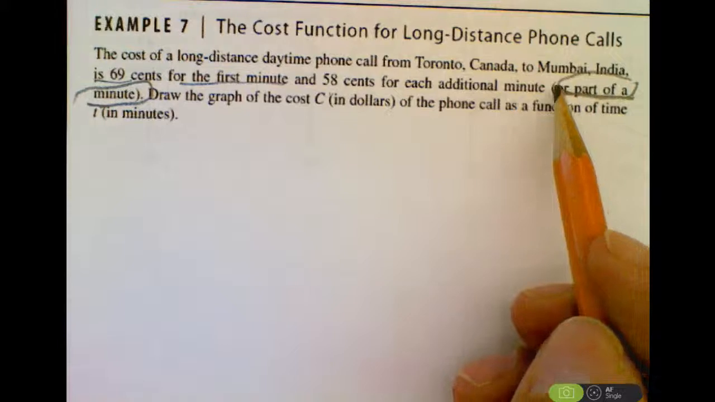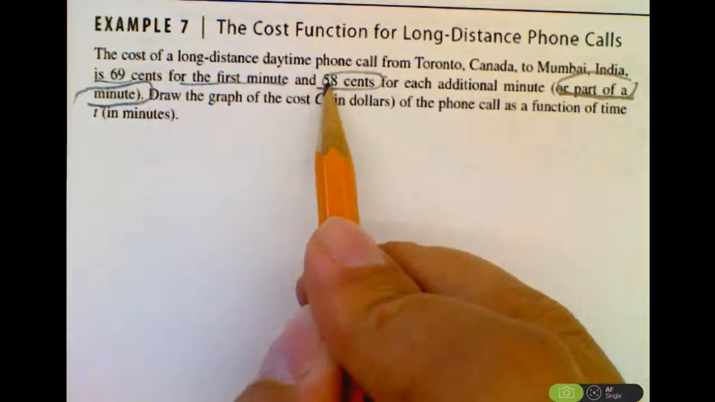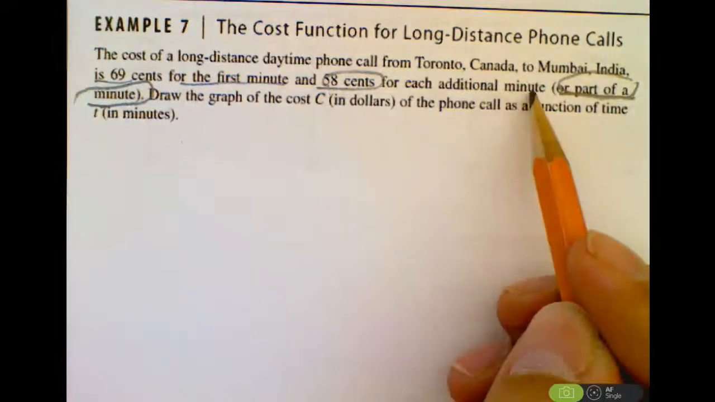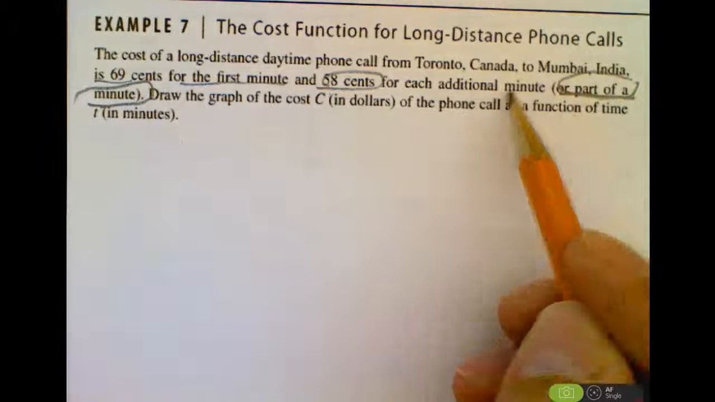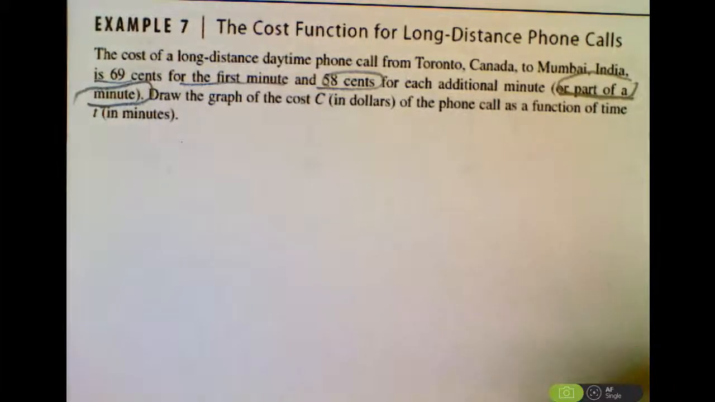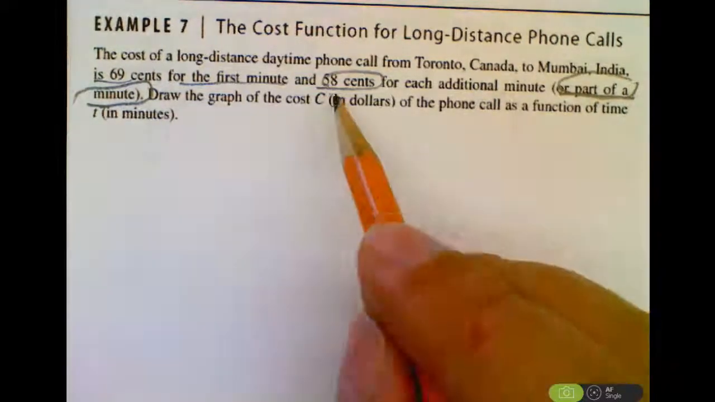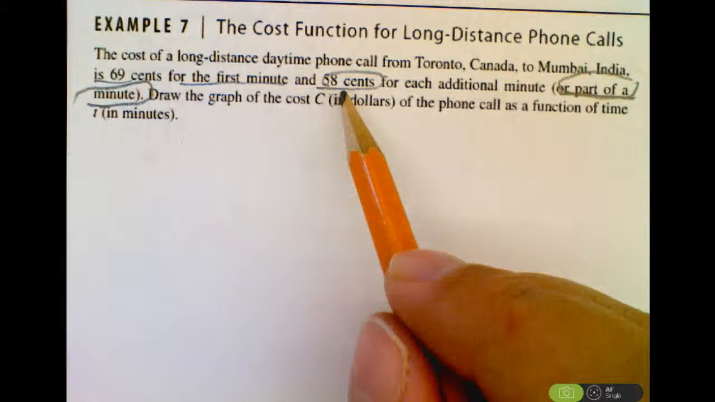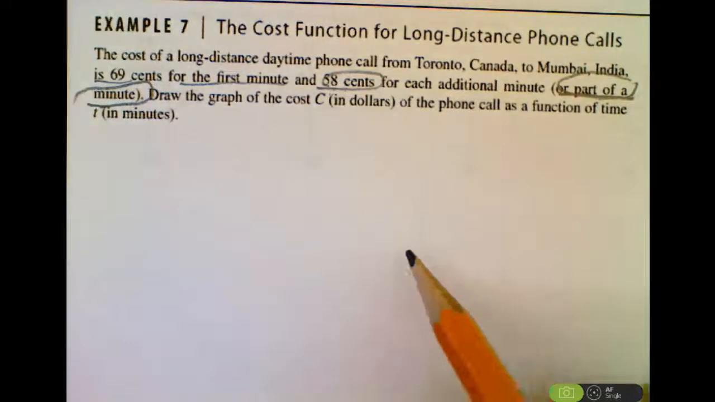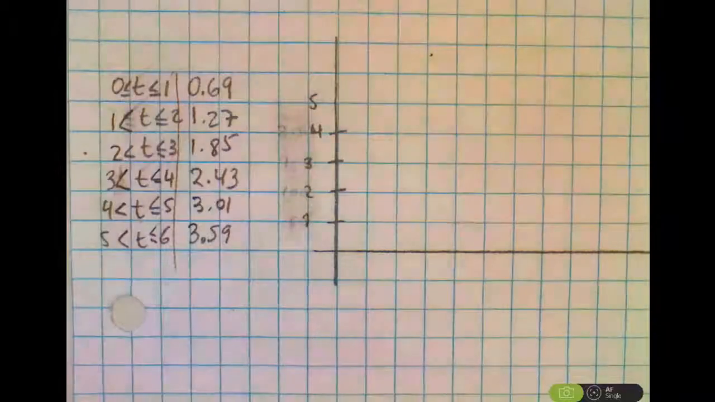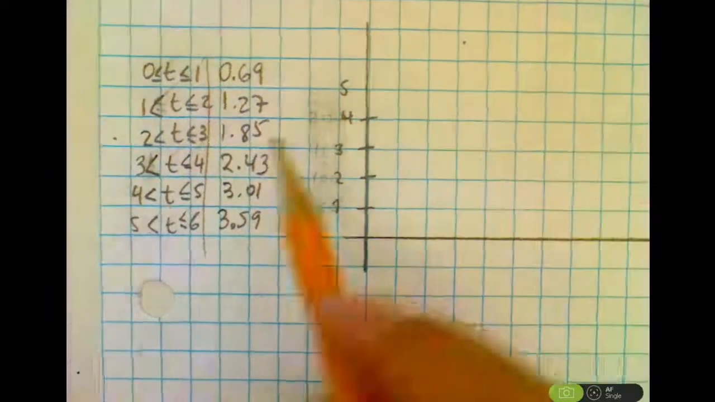And it's because you're going to pay 58 cents for each additional minute, even if you take an extra second. If you take an extra second or an extra 15 seconds or 30 seconds, you're still going to pay 58 cents for that entire minute. I'm going to use graph paper just because I can.